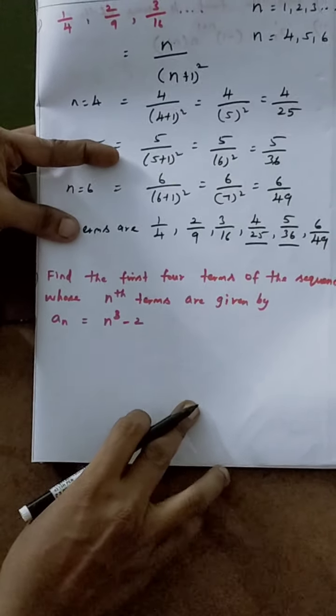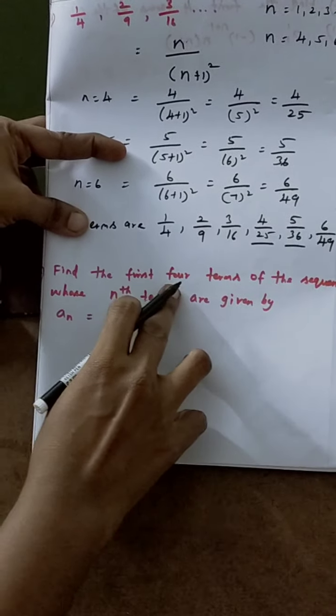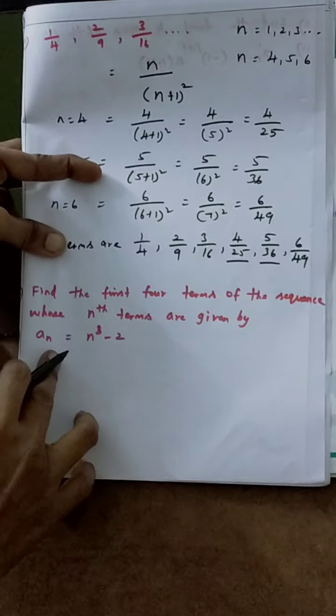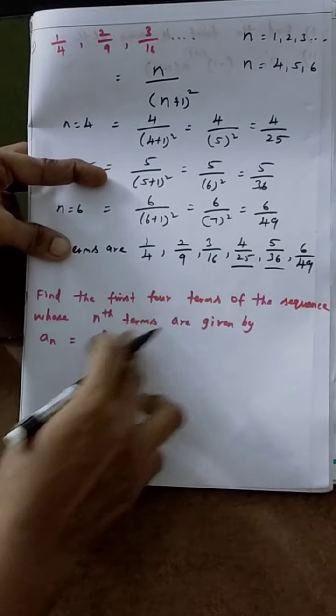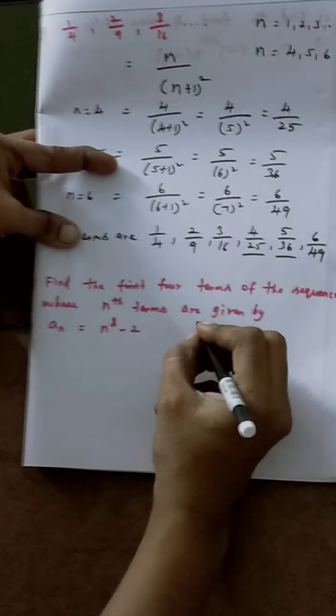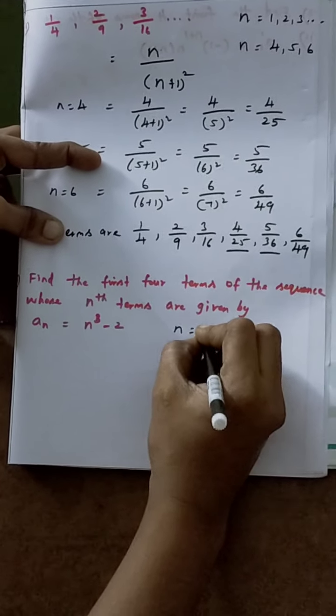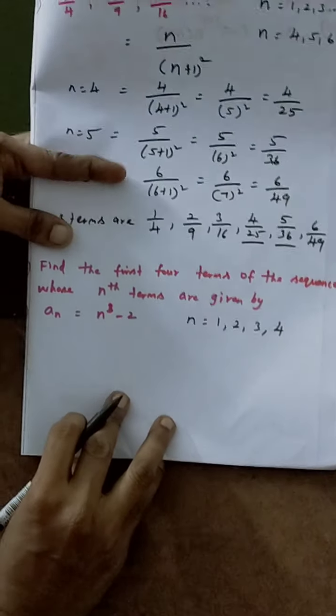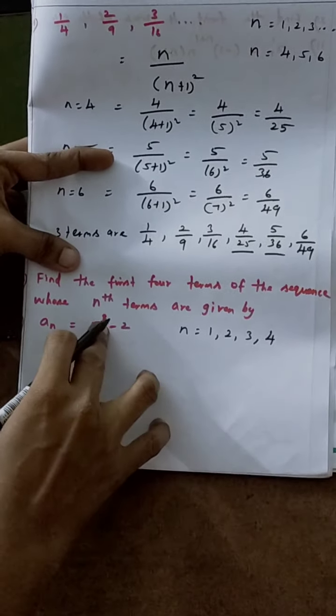Okay, next one is the second question. Find the first 4 terms of the sequence whose nth term is given by. So general term given, find the first 4 terms only. General term, so normally 4 terms means n value 1, 2, 3, 4. So 4 terms only find out. So substitute the n value in the general form.